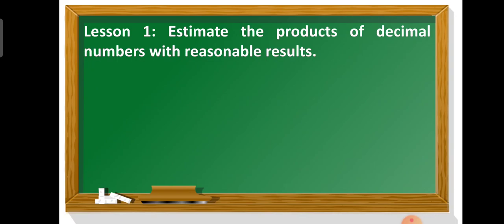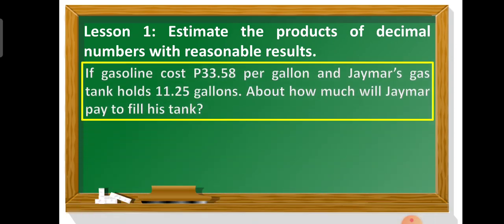Lesson 1. Estimate the products of decimal numbers with reasonable results. To discuss this lesson, let us first read and solve this problem. If gasoline costs 33 pesos and 58 cents per gallon and Jmar's gas tank holds 11 and 25 hundredths gallons, about how much will Jmar pay to fill this tank?